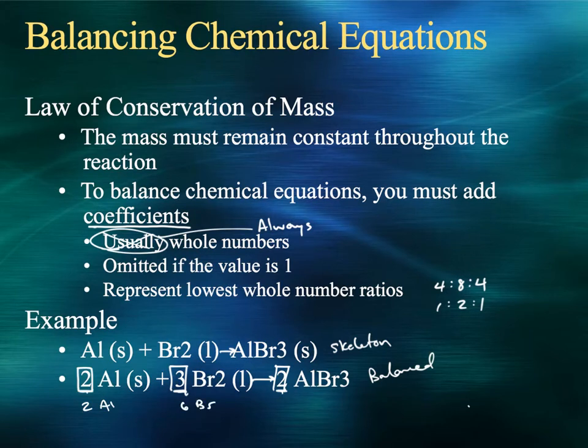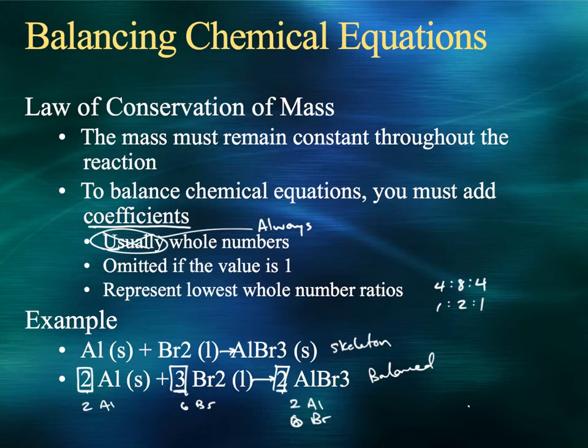Now, over on the right-hand side, the product side, again, this 2 gets distributed amongst everything over here. So I now have 2 aluminums and 3 times 2, which is 6 bromines. So I end up with the same amount of aluminum on each side and the same amount of bromine on each side.